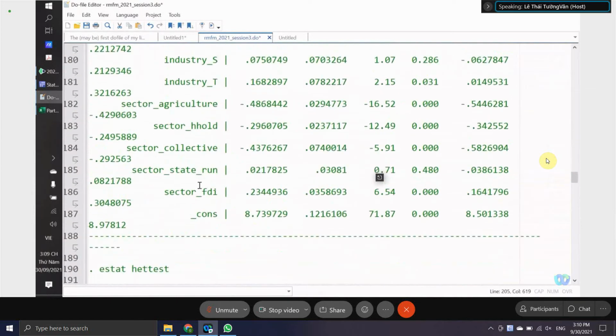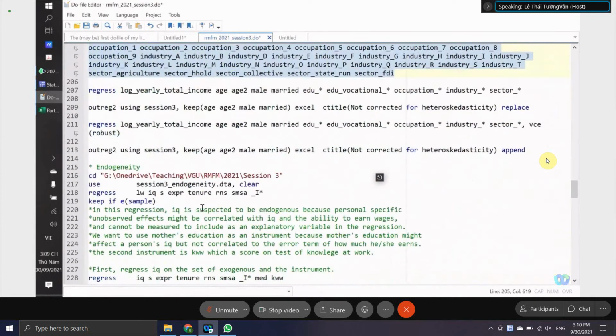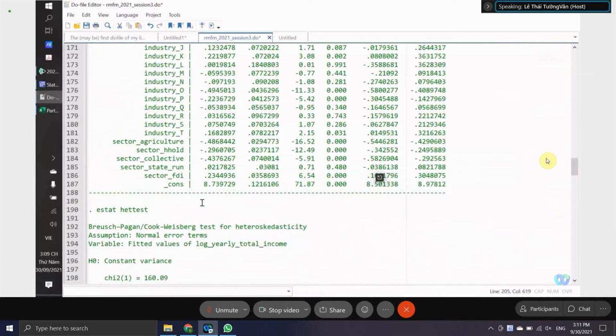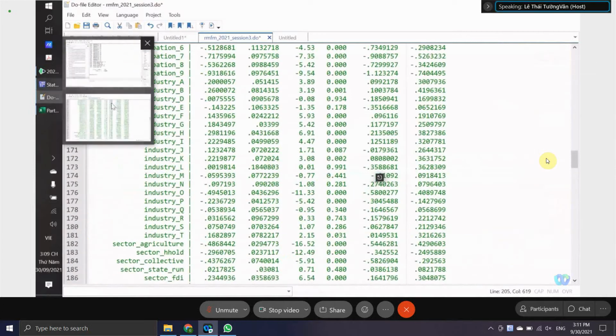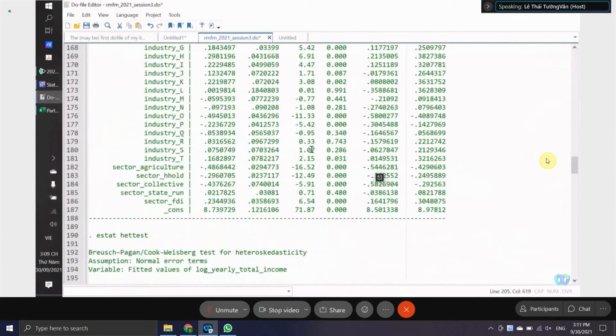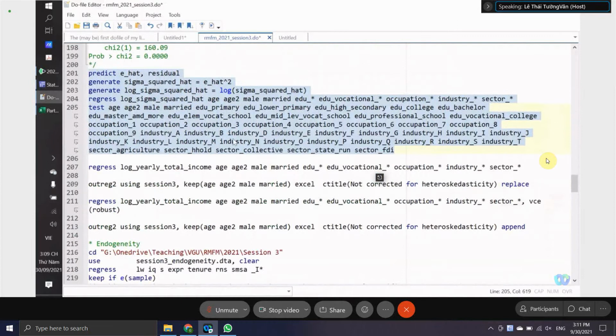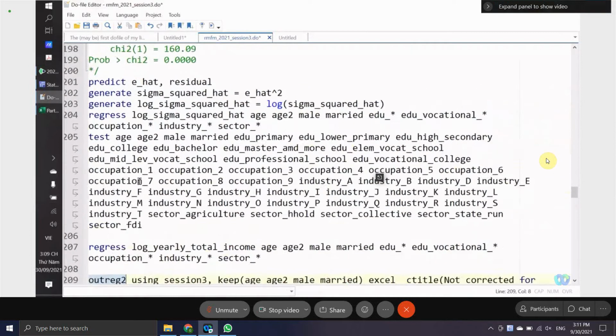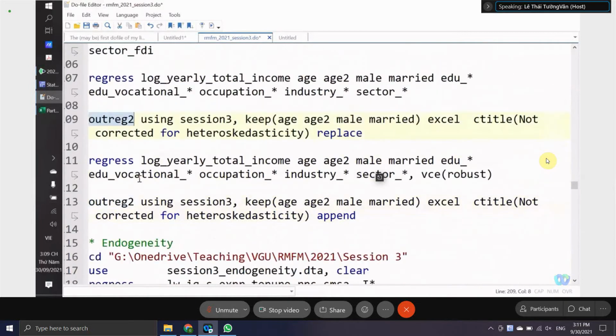Now I want to draw your attention to a new command, that is outreg2. Now, this might be the final step to get a beautiful paper. Yeah, a beautiful paper. So now we are going to the command outreg2.